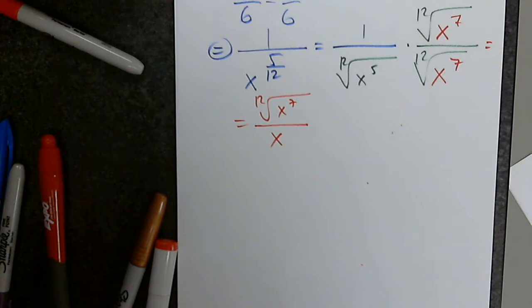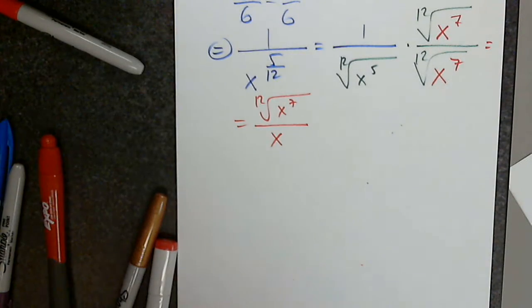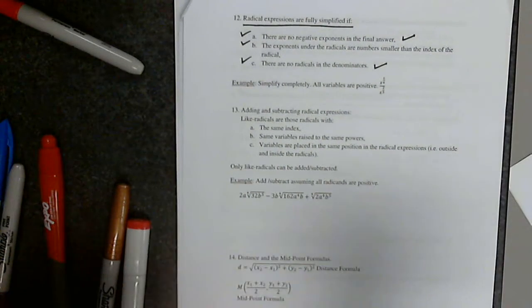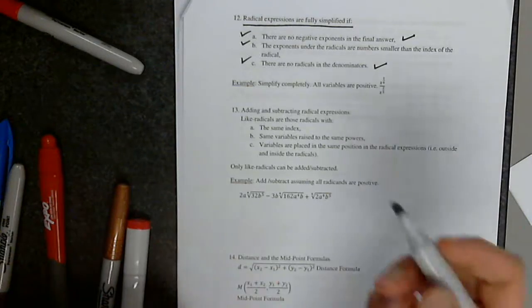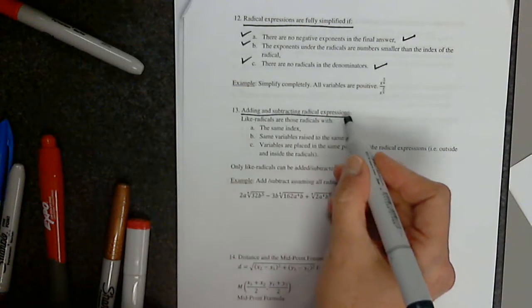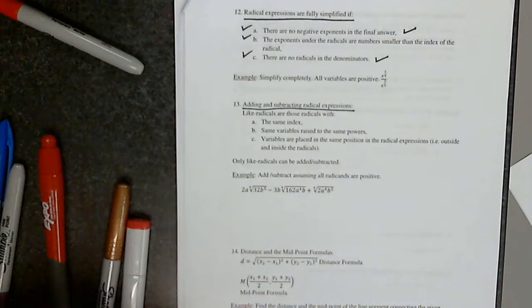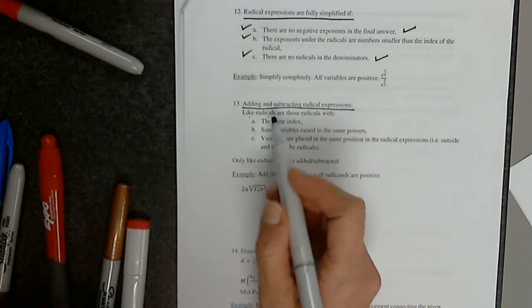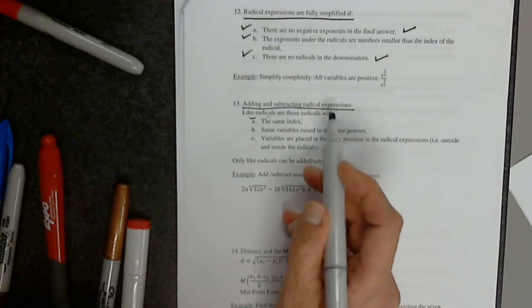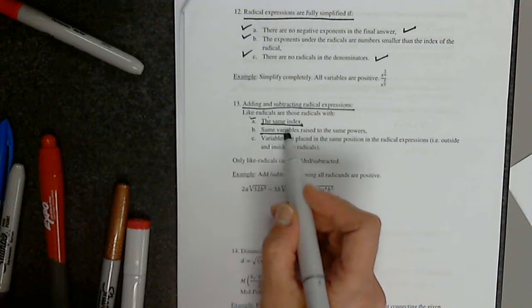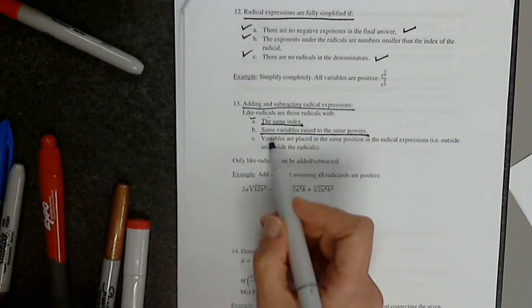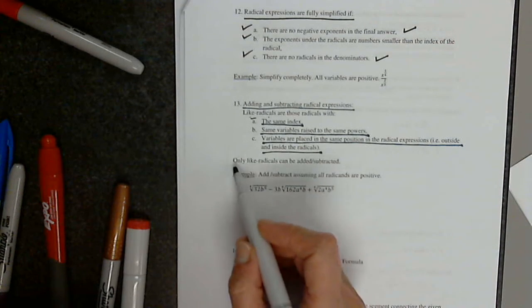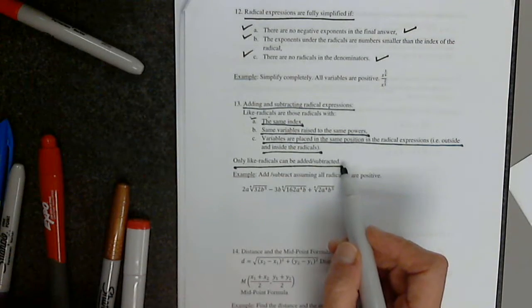Any questions? We'll have plenty more. I just want to go through all topics here, and then we'll go back to the book. Okay, so here is adding and subtracting radical expressions. Like radicals, I can only subtract and add like radicals. Like radicals are those radicals with same index, same variables raised to the same powers. Variables are placed in the same position in the radical expression, outside and inside. Only like radicals can be added and subtracted.